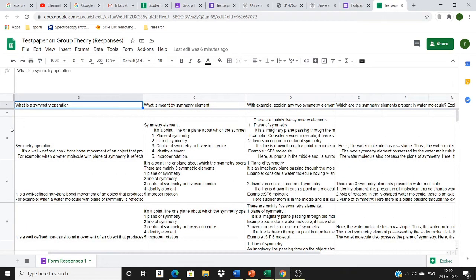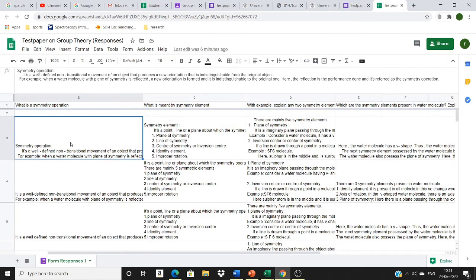Here I have the names on the left side. I've hidden it. You can see the first answer, symmetry operation. It's right, it is a well-defined non-translational movement of an object that produces a new orientation that is indistinguishable from the original object. Okay, and as example, you have given a water molecule with the plane of symmetry. When a water molecule with plane of symmetry is reflected, a new orientation is formed and it is indistinguishable to the original one. I am reading the answer. You can see it here.